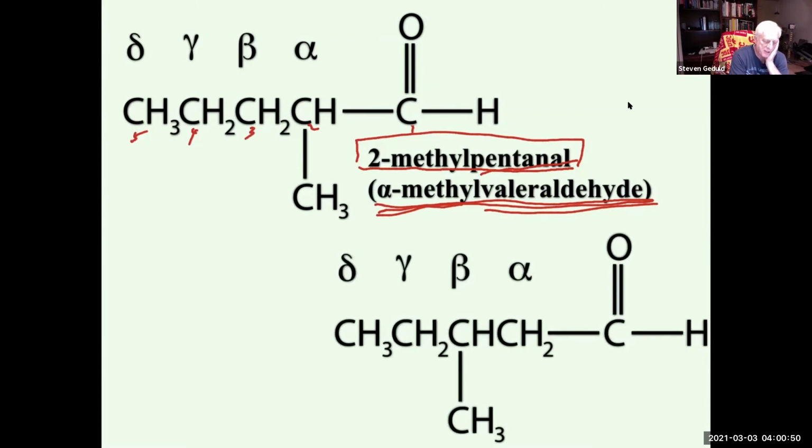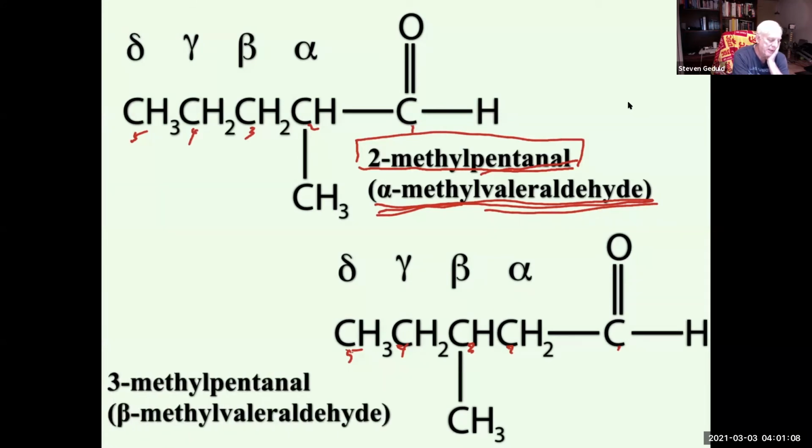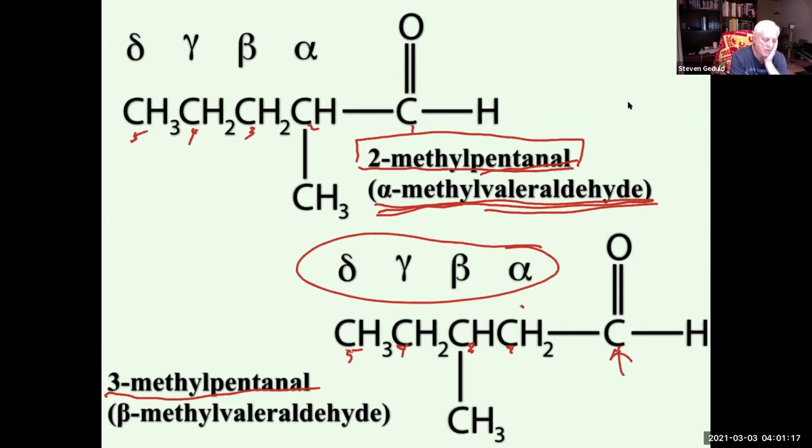Again, what's the IUPAC name of this one? This is 1, 2, 3, 4, 5 carbons. So this is beta-methyl valeraldehyde, or 3-methylpentanal. So 3-methylpentanal or beta-methyl valeraldehyde. Again, with the Greek letters, just realize they don't start on the carbonyl carbon. They start on the carbon adjacent to it. So this is your alpha carbon, beta, gamma, and delta.